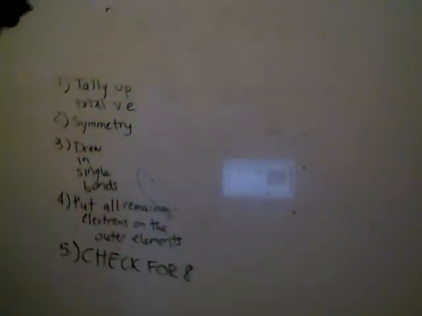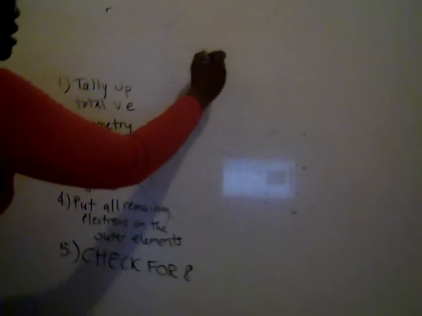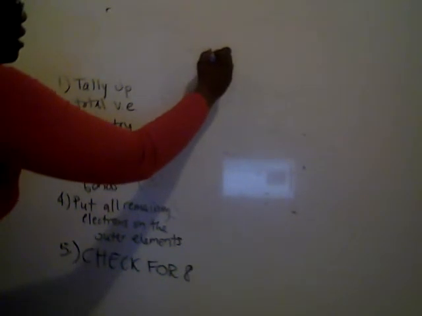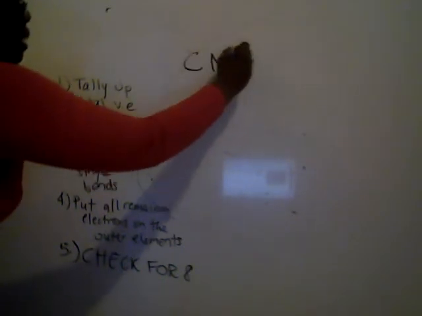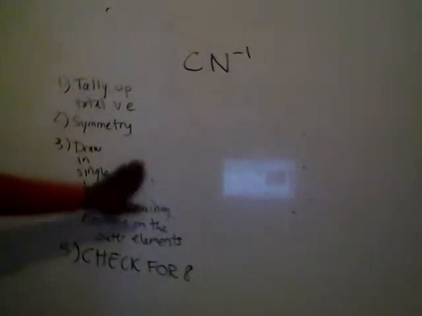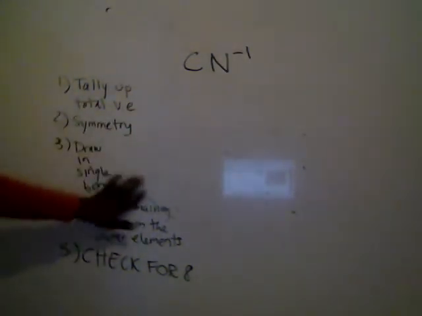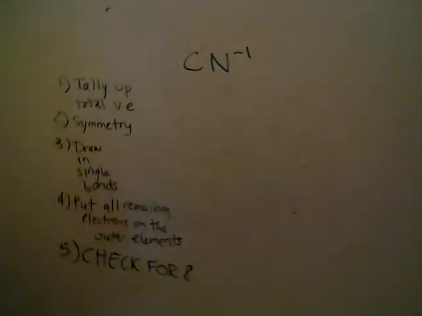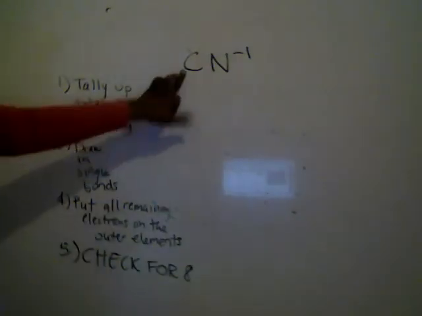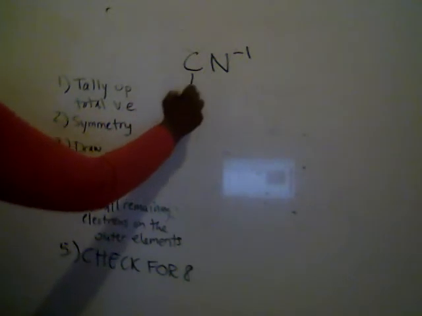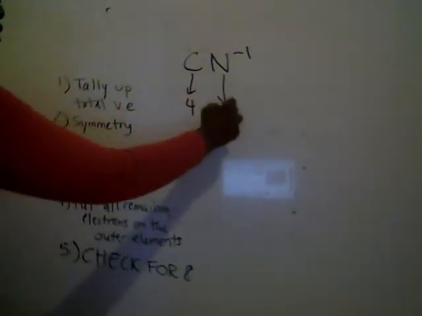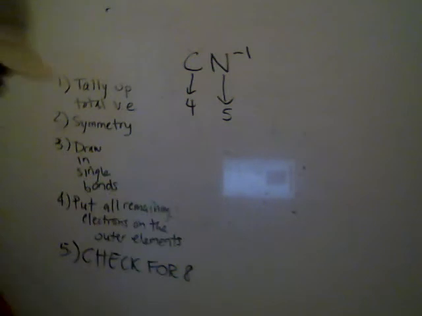Okay, so let's try some where we have charges. So you may be given compounds that actually have charges. So let's say you're given a compound like, let's say CN -1. Okay, so we're still going to be able to run through all of our steps. We still want to be able to add up the total valence electrons first. So carbon's in the 4th column. Carbon has 4 valence electrons. Nitrogen has 5. Now we have to address what this charge means.